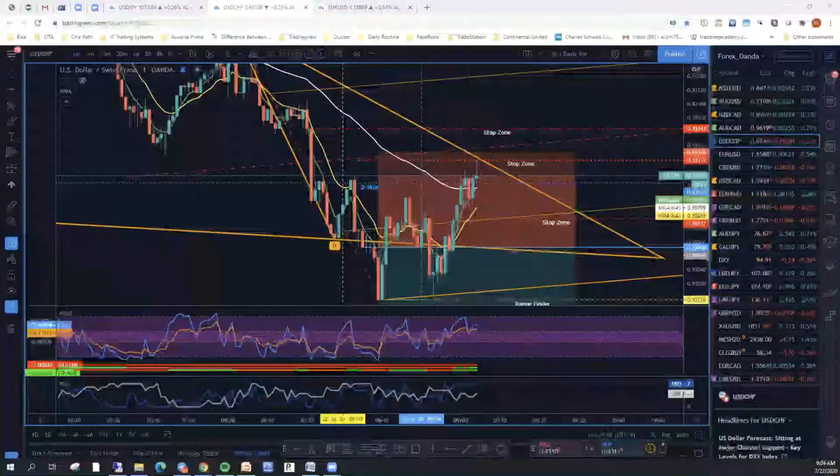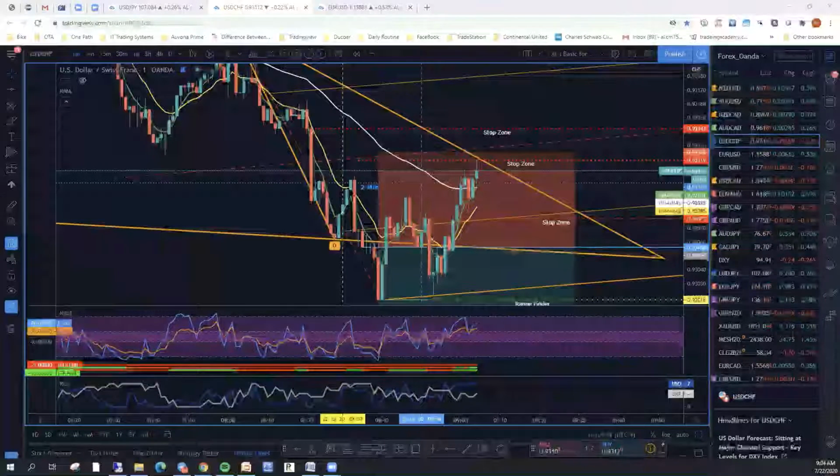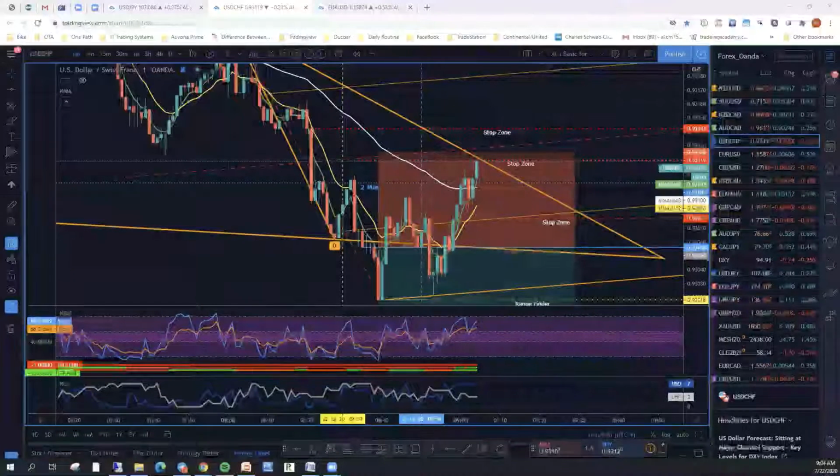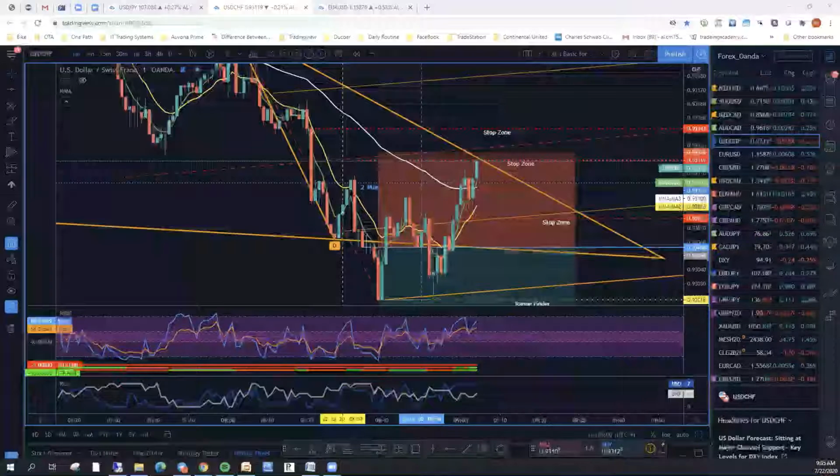I'm just trying to find an ascending pitchfork, but I saw it earlier. It's such a powerful downward move.